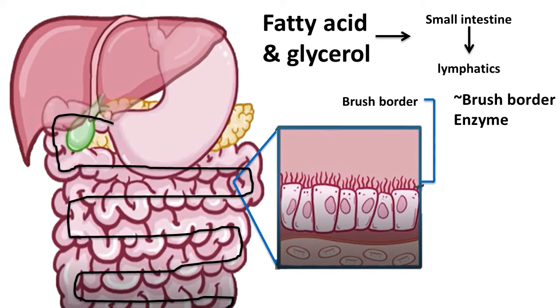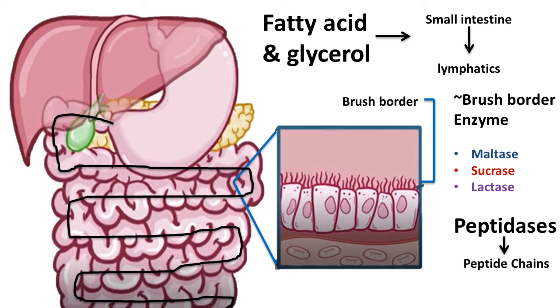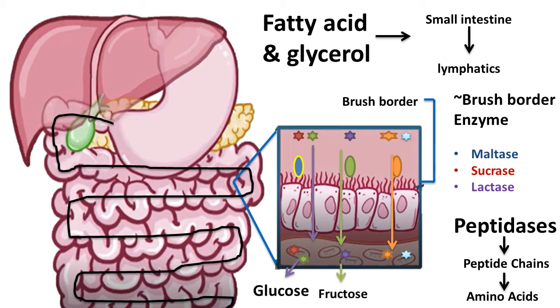there are specific enzymes at the brush border. The enzymes are called brush border enzymes. The enzymes are maltase, sucrase, and lactase. Similarly, there are peptidases which convert the peptide chain into simple units called amino acids. The short chains of carbohydrate are called oligosaccharides. These oligosaccharides are converted into monosaccharides such as glucose, fructose, and galactose.